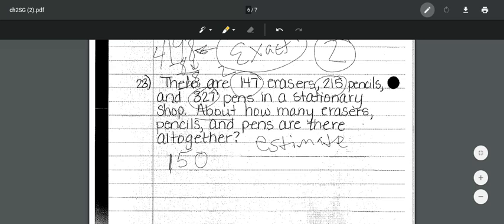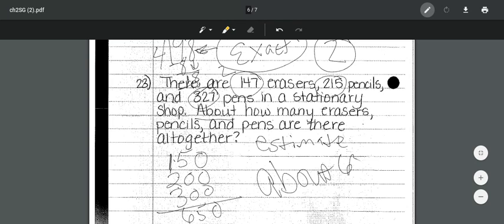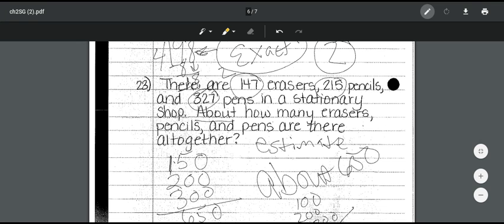On a number line, 147 is closer to 150 than it is to 100. Okay, 215, I'm going to go ahead and make that 200. And then 327, I'm going to make that 300. Okay, so if I were to add 3, 4, 5, 6, I would say about 650. Now, you could have done front end estimation, which would have given you 100, 200, and 300. And if you added those together, 300, 400, 500, 600 would have given you about 600.